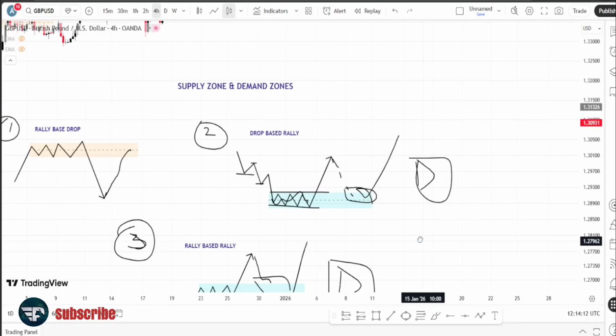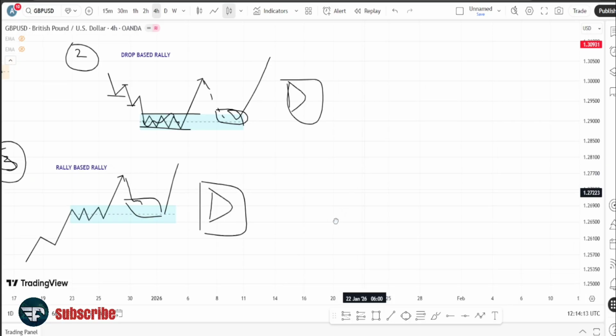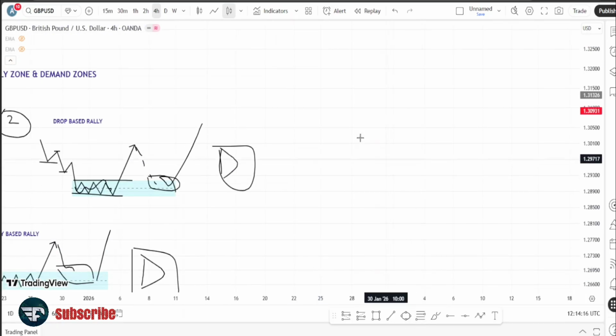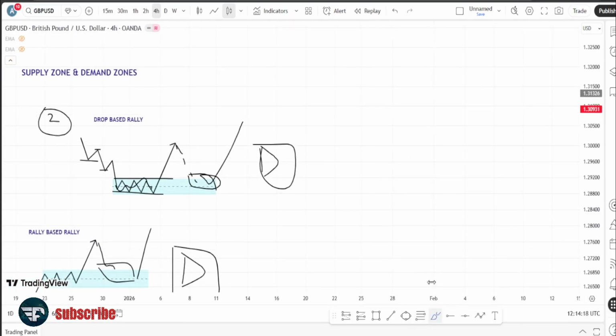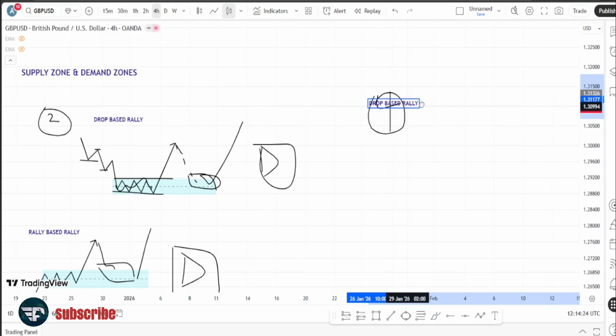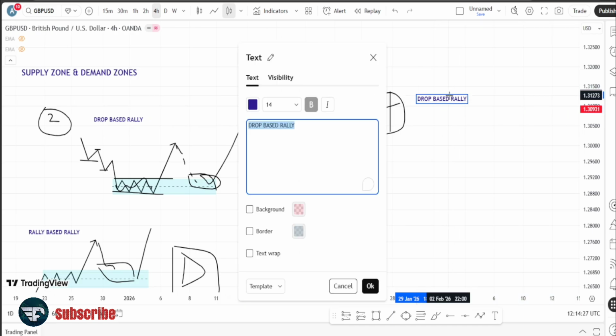Now the last one is drop, base, drop. That is the fourth one, what we call drop, base, drop. So demand is 2 and then supply is 2. So we have drop, base, drop. This is how it is.